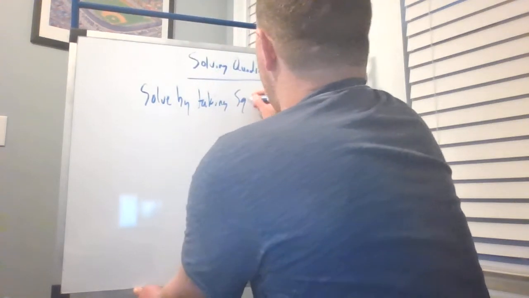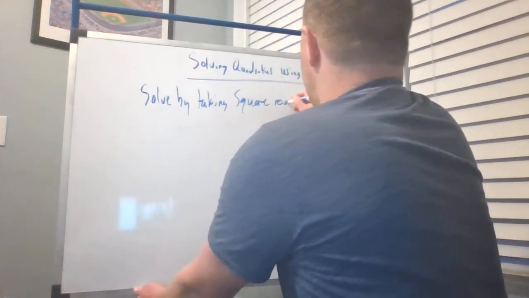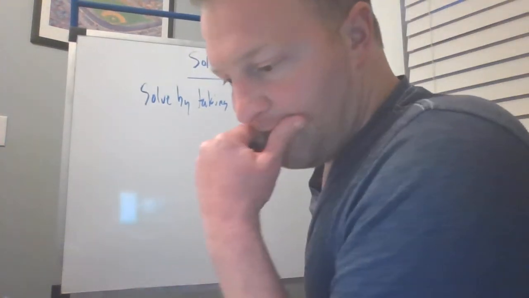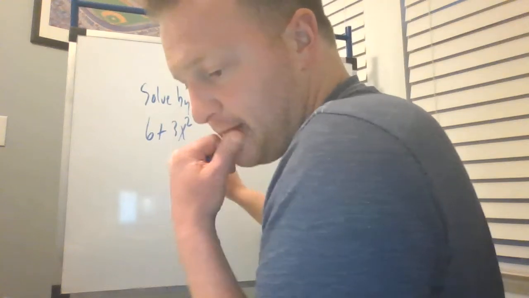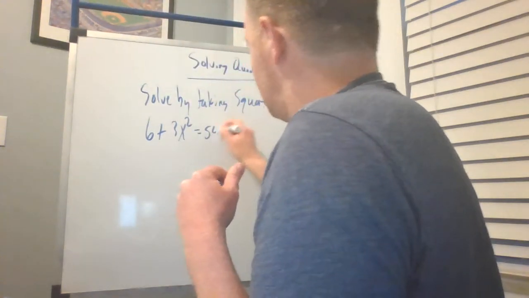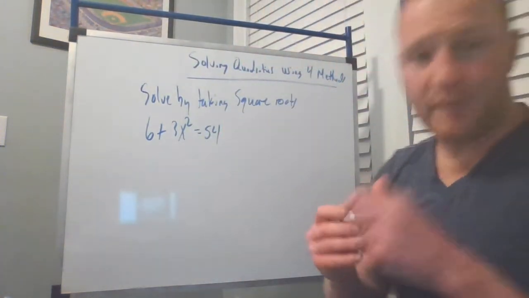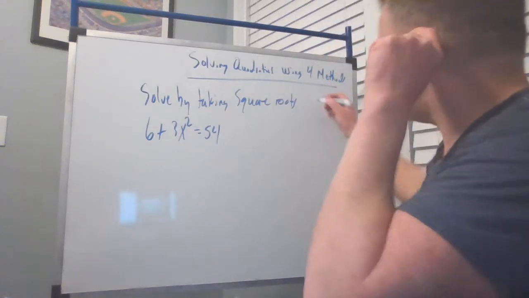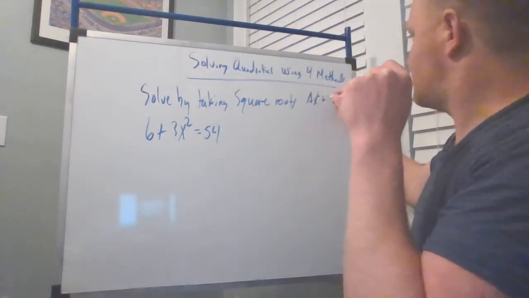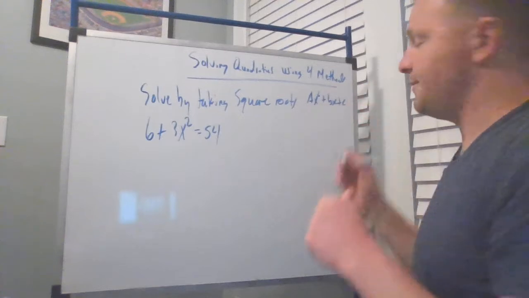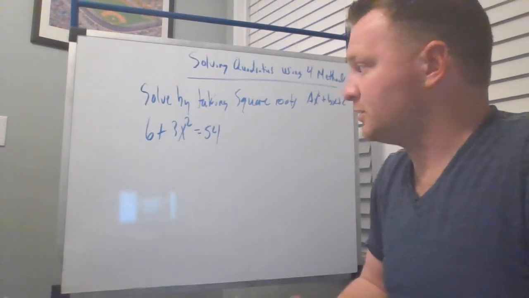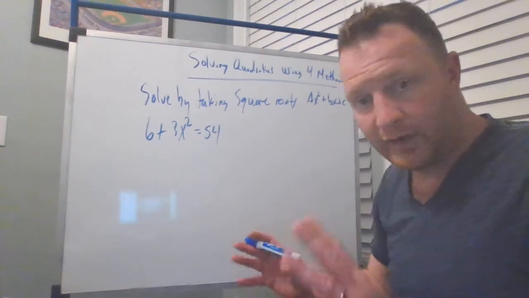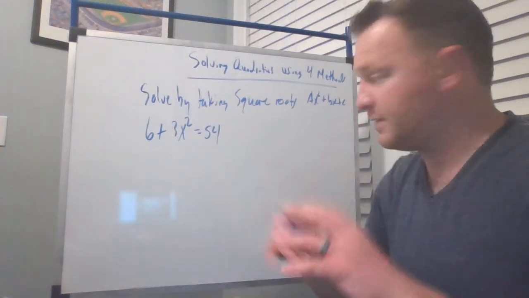Solve by taking square roots. So, first things first, I got this one: 6 plus 3x squared equals 54. Now, remember, quadratic is usually in the form of ax squared plus bx plus c. Now, I see there's no middle term here, so I'm going to try to get around all that funky junk we were doing earlier with the parentheses and everything.